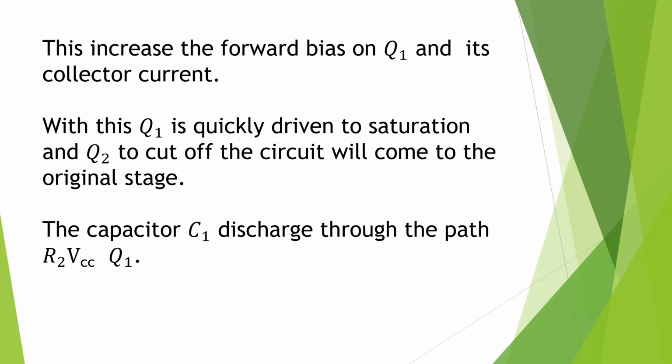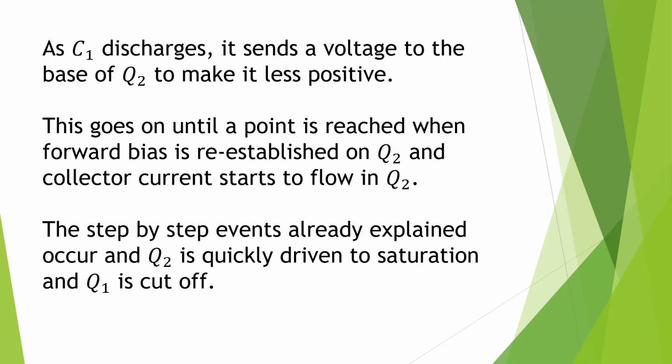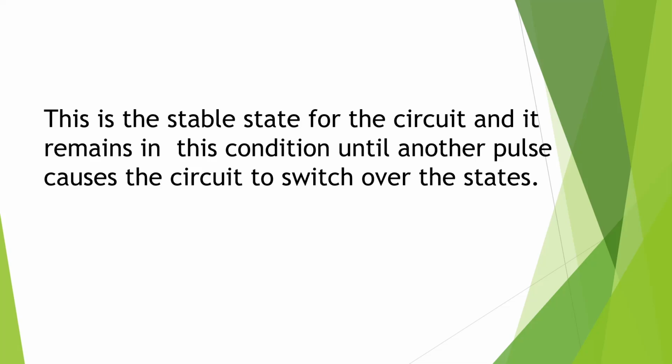The capacitor C1 discharges through the path R2, VCC, Q1. As C1 discharges, it sends a voltage to the base of Q2 to make it less negative. This goes on until a point is reached when forward bias is re-established on Q2 and collector current starts to flow in Q2. The step-by-step event already explained occurs, and Q2 is quickly driven to saturation and Q1 is cut off. This is the stable state for the circuit and it remains in this condition until another pulse causes the circuit to switch over the states.